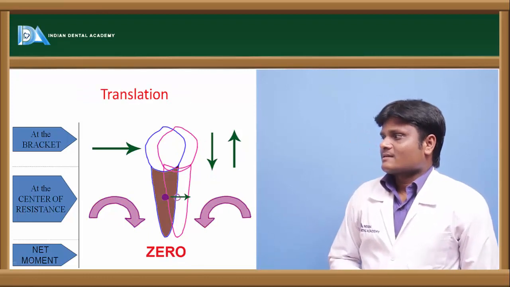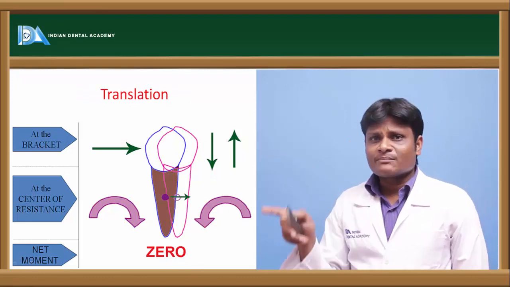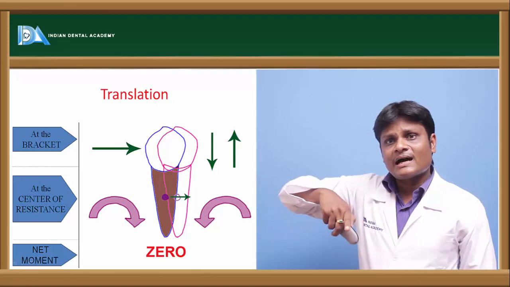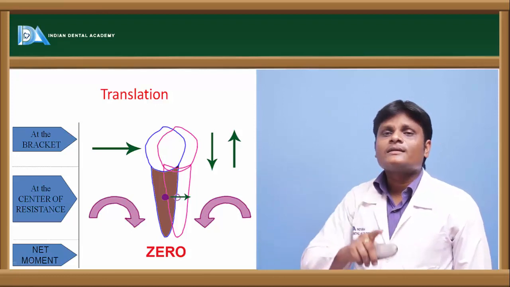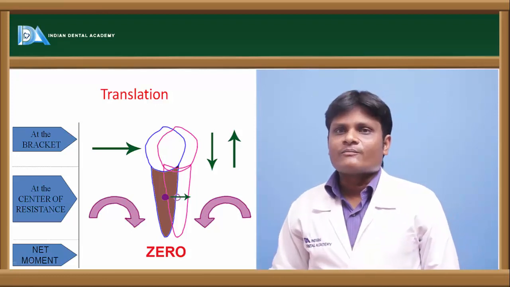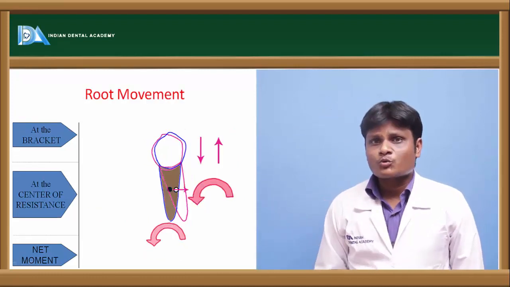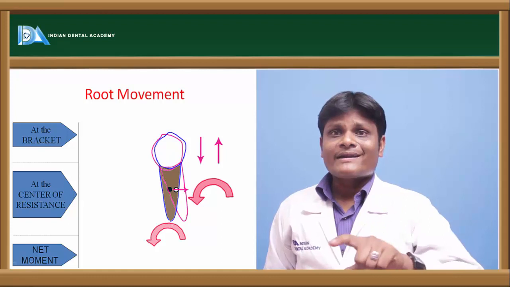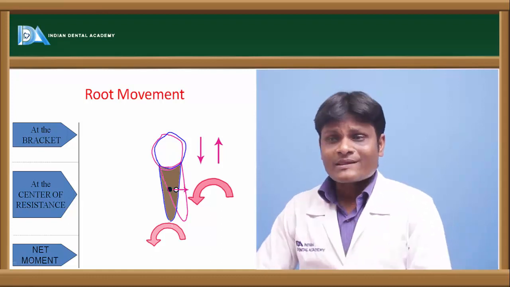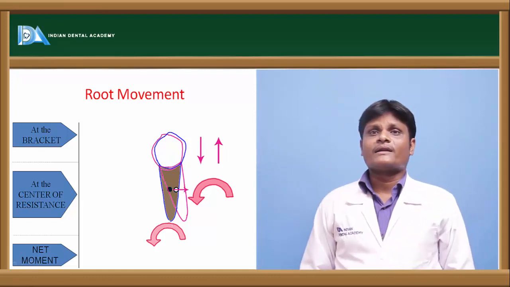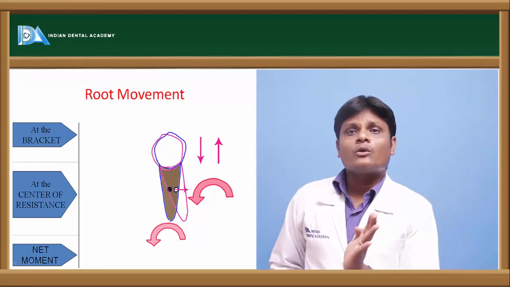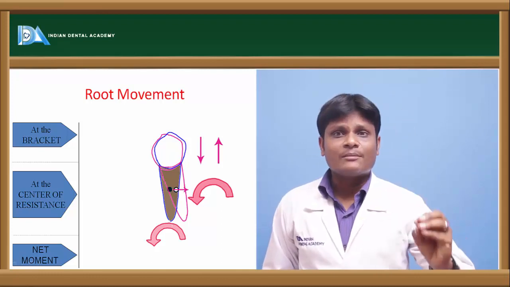Now, what is translation? As I said earlier, if the moment created by force and the counter moment created by the arch wire balance each other, then the tooth will move in a bodily fashion. So we have yet another movement called root movement, where the counter moment created by the arch wire in the bracket is more than the moment created by the force that is applied, which will lead to movement of the root alone, leaving the crown in a stable position.